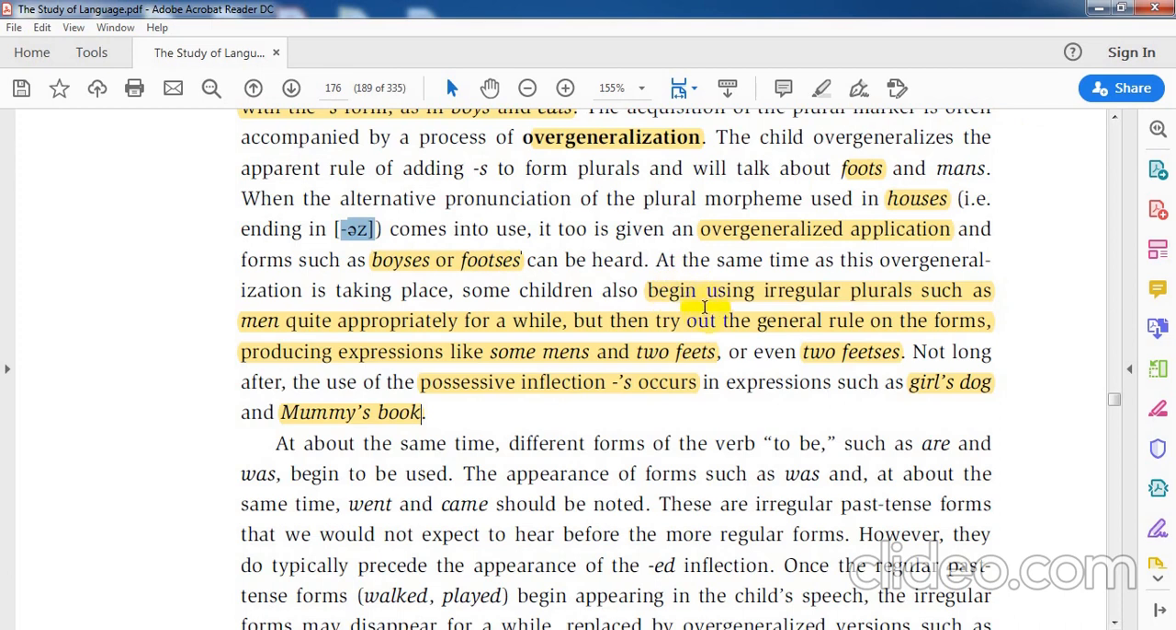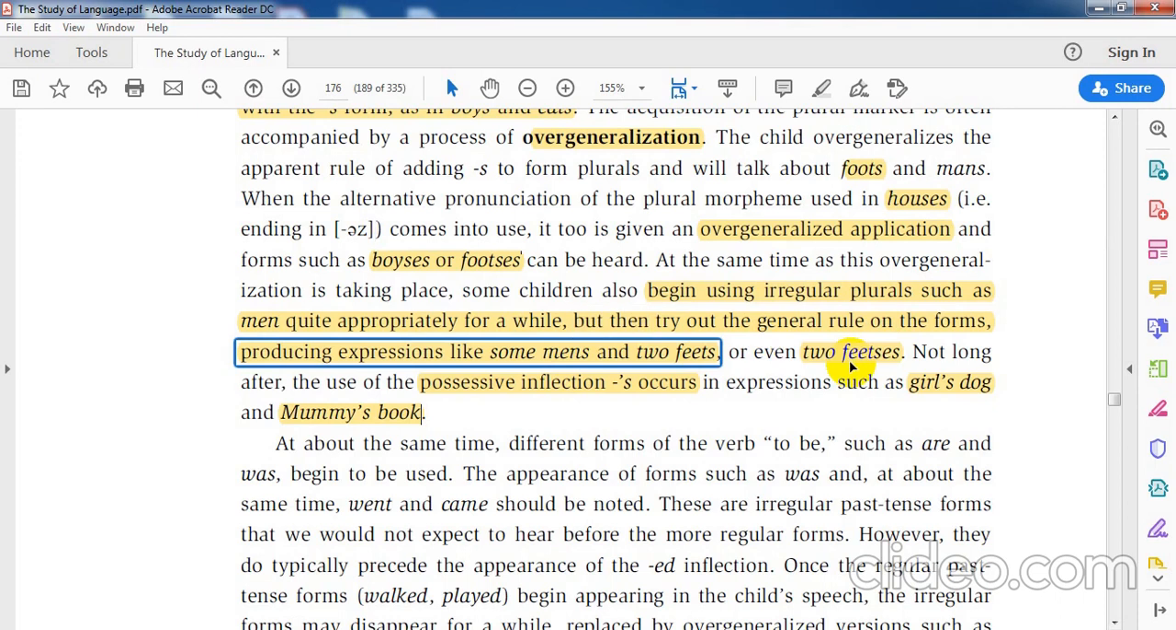Okay, so now here another stage. Some children begin using irregular plurals such as men quite appropriately for a while, you see, for a while, not always, but then try out the general rule on the forms, producing expressions like some men's. Here again, what? We have another form or version of overgeneralization. Instead of men, we have men's. Two feets, you see, two feets is a different version, as we said.